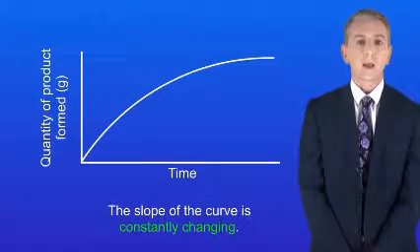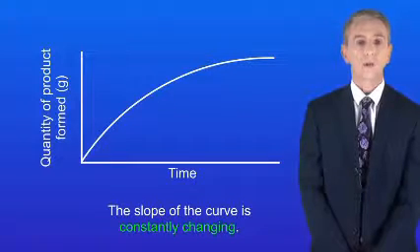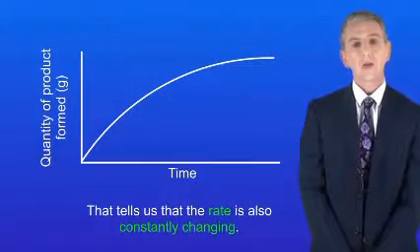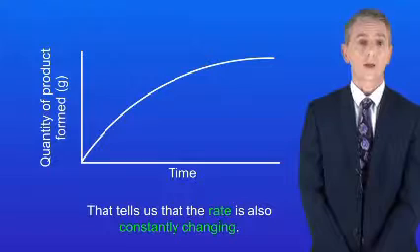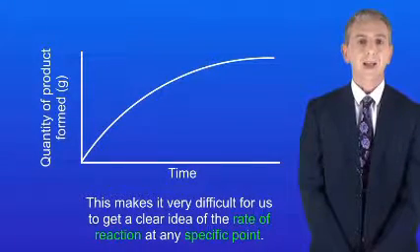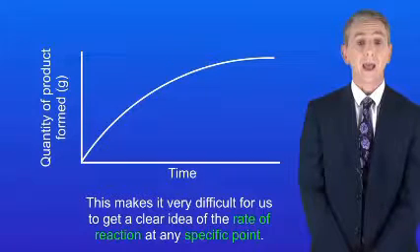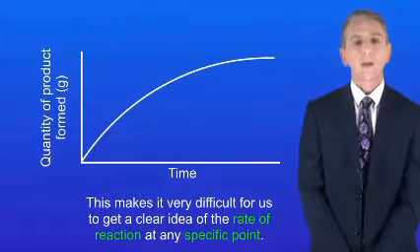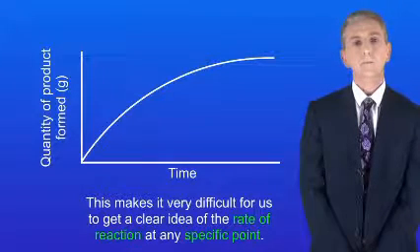Now, there's a problem here, and that is that the slope of the curve is constantly changing, and that tells us that the rate is also constantly changing. This makes it very difficult for us to get a clear idea of the rate of reaction at any specific point. In this video, we're going to look at how scientists solve this problem.